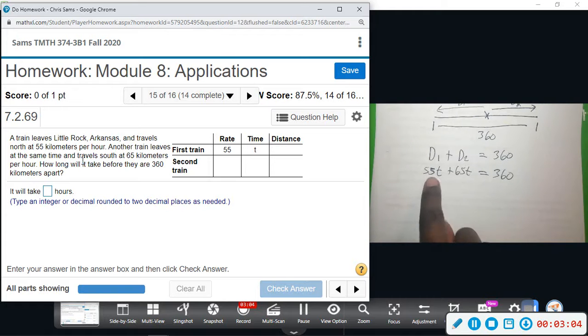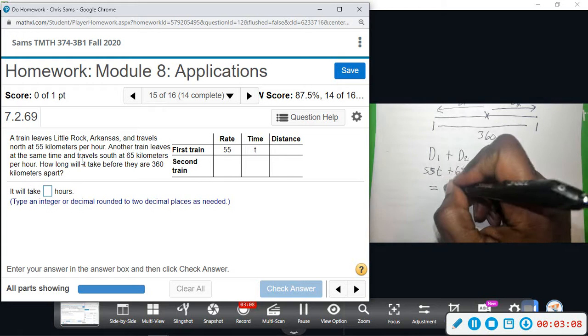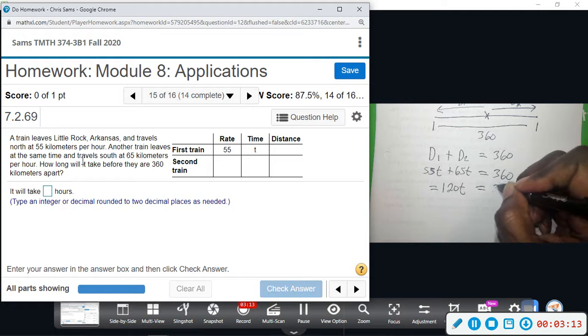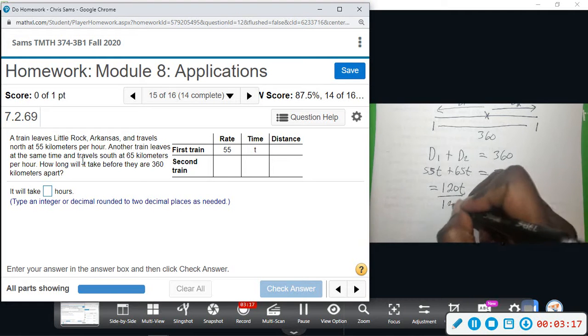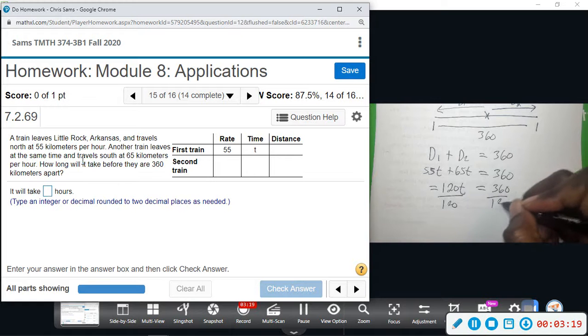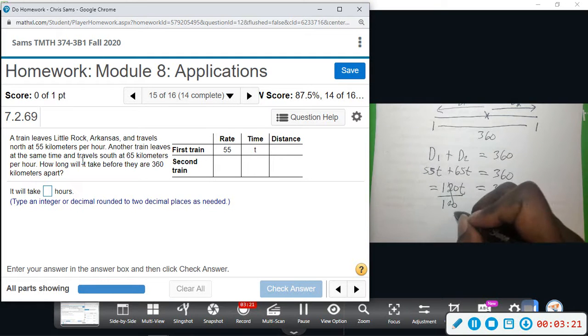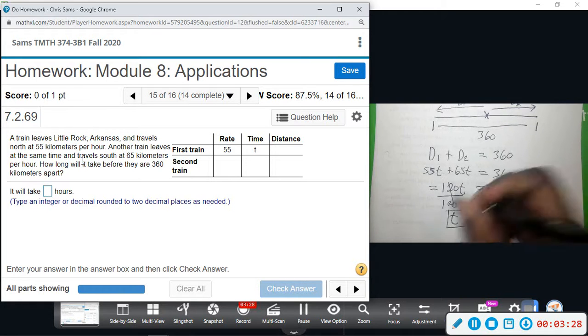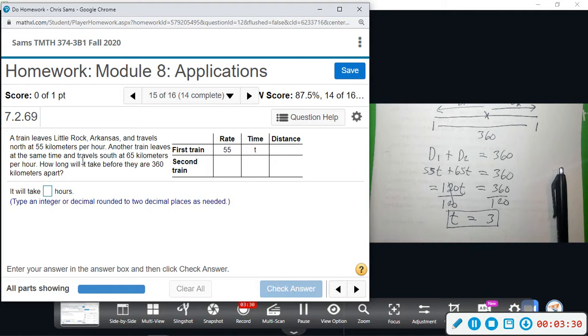So what we do is add these two together. That will give us 120 times T equals 360. And then we will divide by 120. Dividing by 120 gives us T equals 3. So after 3 hours, these two trains will be 360 kilometers apart.